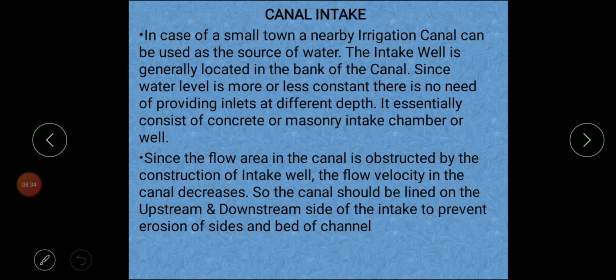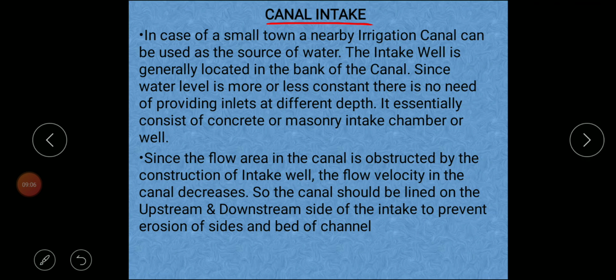Canal intake. In the case of a small town, especially, we can construct a canal intake on a nearby irrigation canal. Always the canal is used for irrigation purposes, but it can also be used as the source of water. The intake well is generally located on the bank of the canal. The name itself indicates canal intake. The intakes are constructed at the bank of the canal.